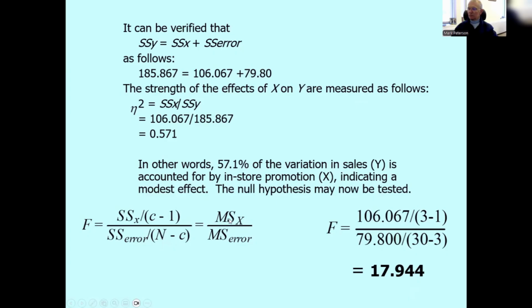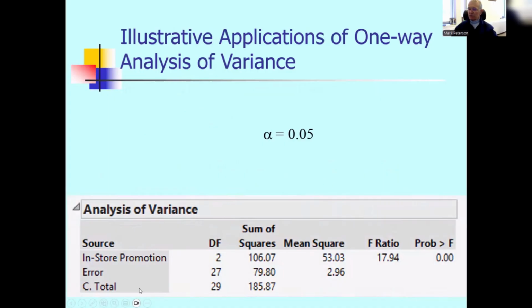So we get to this mean S of x and then this mean S of error. We get this relationship here, 106.067 divided by 2, and then divided by 79.8 divided by 27. And this gives us this F statistic of 17.944. All right, so when we go to a statistical software program like SPSS, JMP, SAS, or Excel, we get an F table such as this.